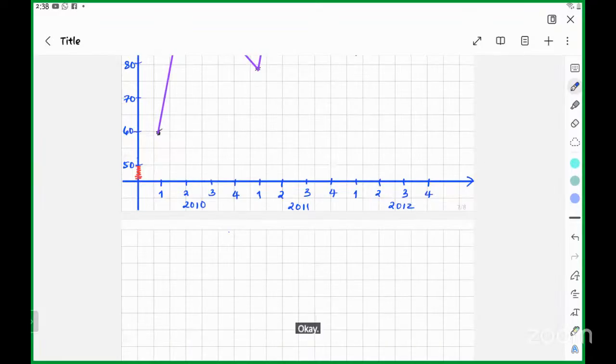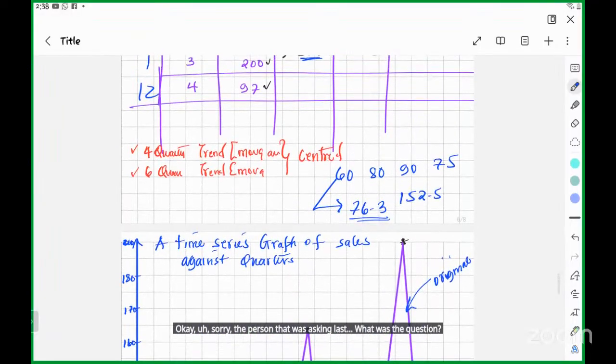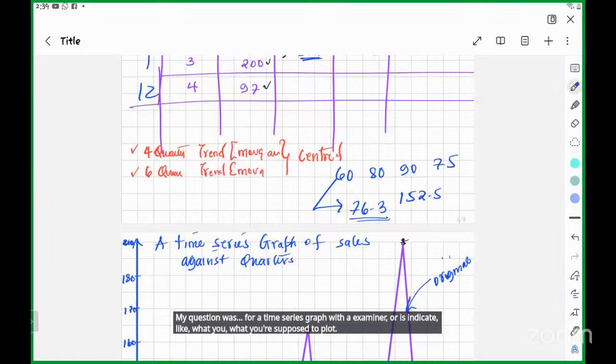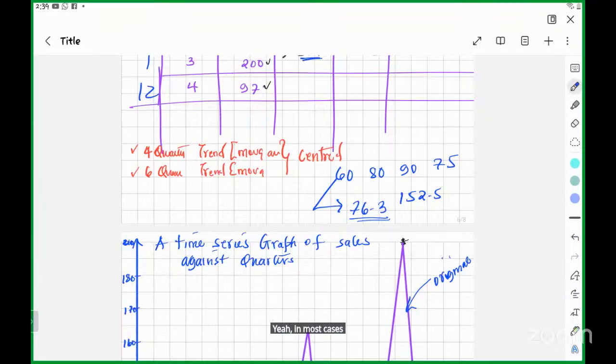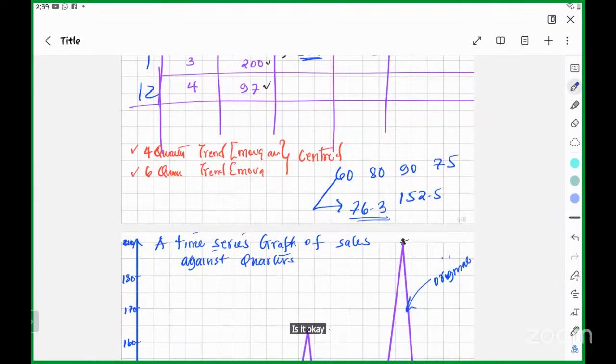Okay. Sorry, the person that was asking last, what was the question? The question was, for a time series graph, will the examiner always indicate what you're supposed to plot? In most cases, you are plotting the original data together with the trend. You cannot check a trend when you don't have the original values. Is it okay? I just wanted to know if that's how it always should be. Yeah, that's what it should always be.